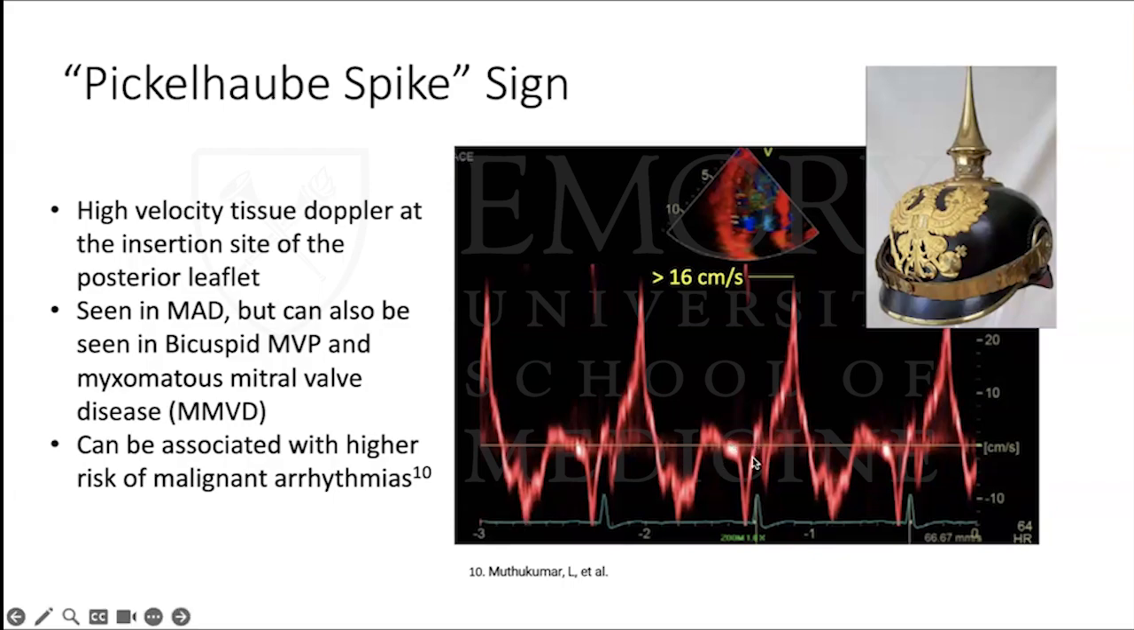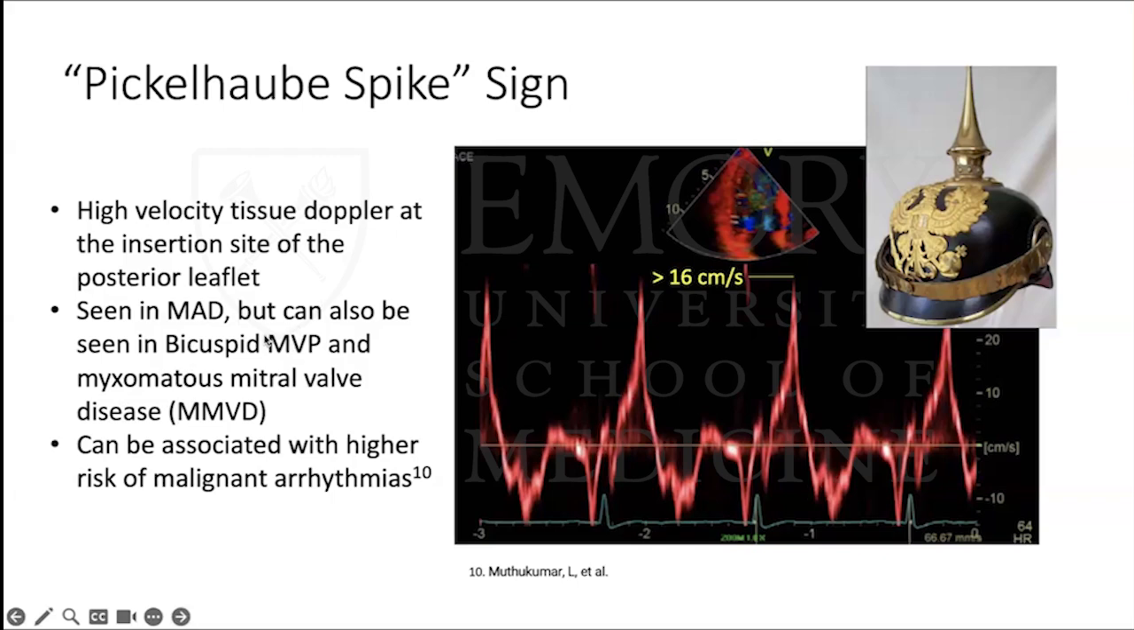So you see it during systole, a rapid spike with high velocities in the tissue Doppler with return to normal. So anything that causes that increased systolic tissue Doppler can cause this. While mitral annular disjunction does have this characteristic finding, it can also be seen in bicuspid mitral valve prolapse and myxomatous mitral valve disease.